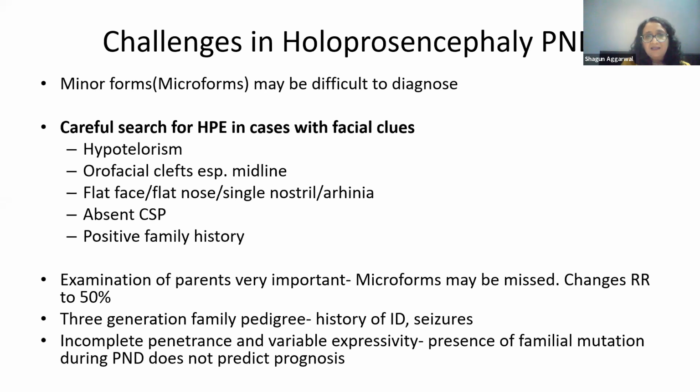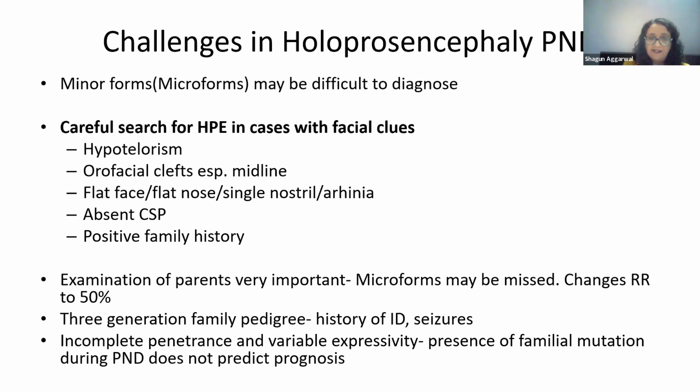So these are basically the minor forms, or we can also call them the microforms. These are a little difficult to diagnose prenatally. And when should we think of holoprosencephaly, or what kind of facial clues or facial microforms should alert us that, okay, this baby, we need to take a closer look at the brain. Whenever the fetus face is showing hypotelorism, or there is a cleft, especially a midline cleft, or a flat face, a flat nose, single nostril, or arrhinia, these are some of the facial findings which should alert you to look closely at the baby's brain, and to see whether there are any minor forms of holoprosencephaly which you are missing.